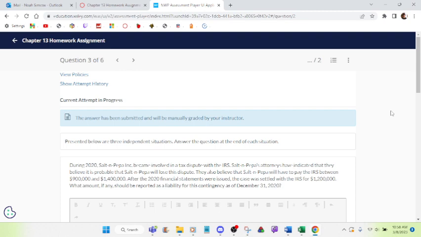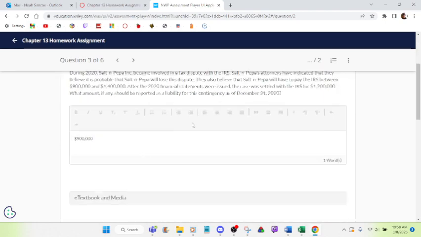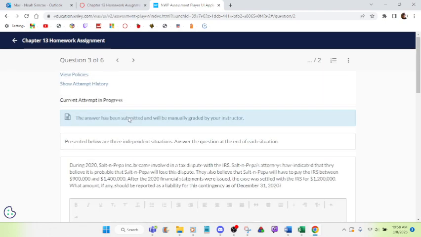probable loss or contingent loss, and so the liability, it's a contingent loss and it's probable, and it's between 900,000 and 1.4 million. So they say it's the lower of the two. They say if you have a probable loss, and it's a range, you present the smallest amount that's possible.